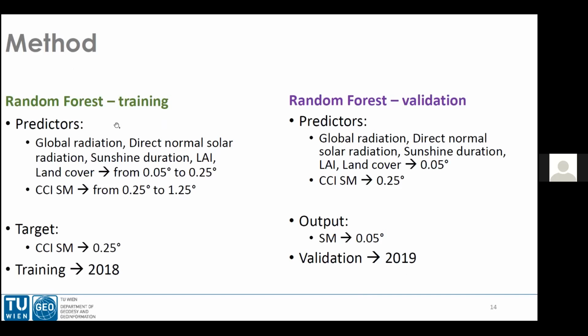And just very quickly, I'm not going into the details here, but I selected random forest as a first try for downscaling. Basically, I provide all of those data sets, so the global radiation, the direct normal solar radiation, leaf area index, and land cover, and CCI, and all of these data sets are fed into the model, and then I try to predict soil moisture at a spatial resolution of 0.05 degrees. I use 2018 for training and 2019 as a validation period, so that they are completely independent.